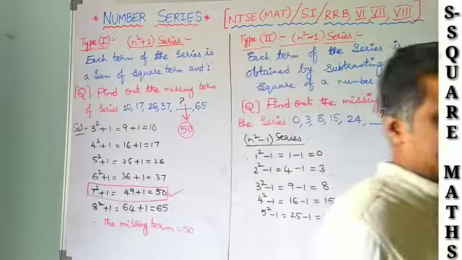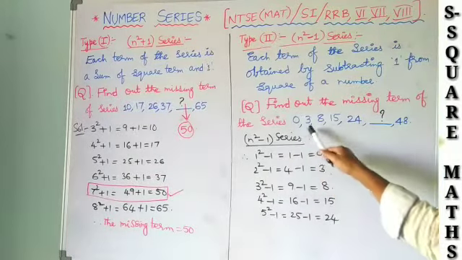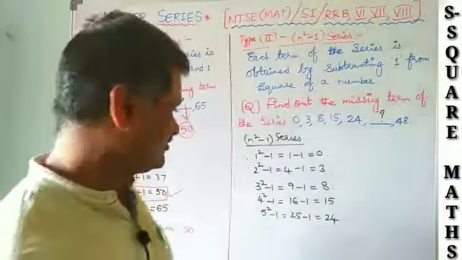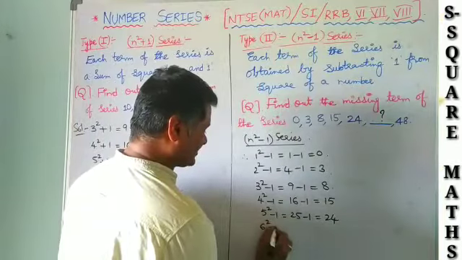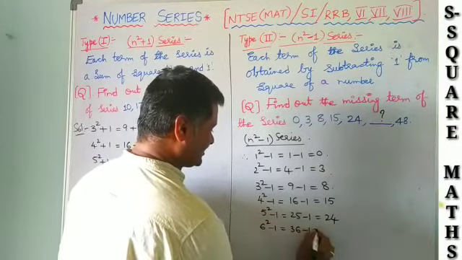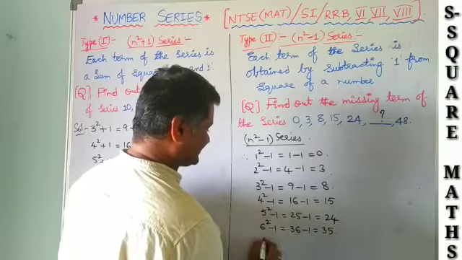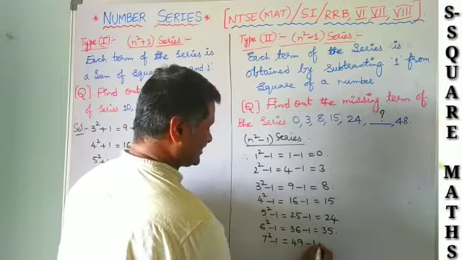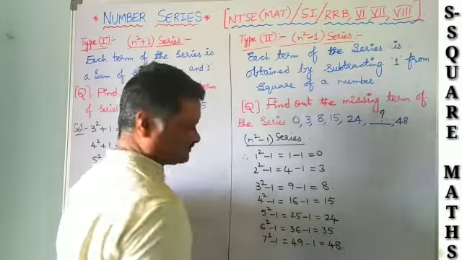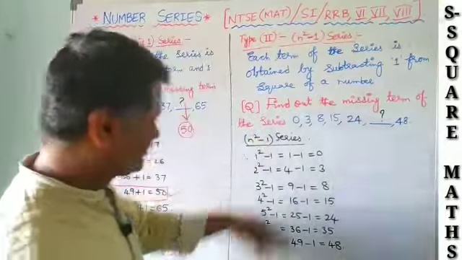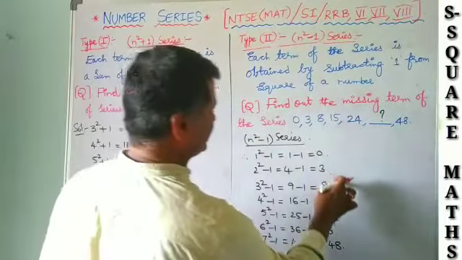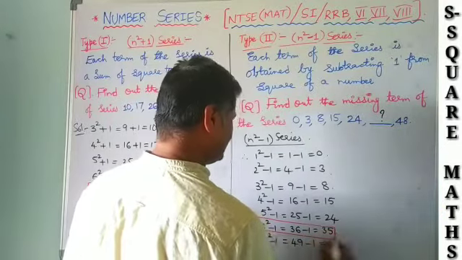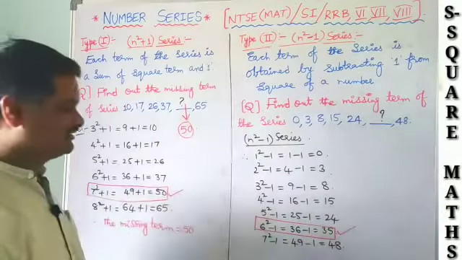If you observe carefully here, we got the terms 0, 3, 8, 15, 24. Let us check for the remaining also. 6 square minus 1, 36 minus 1 is 35. Next, 7 square minus 1, so 49 minus 1 is equal to 48. So by observation we got the terms 0, 3, 8, 15, 24 and 48. Our missing term here is nothing but 35.